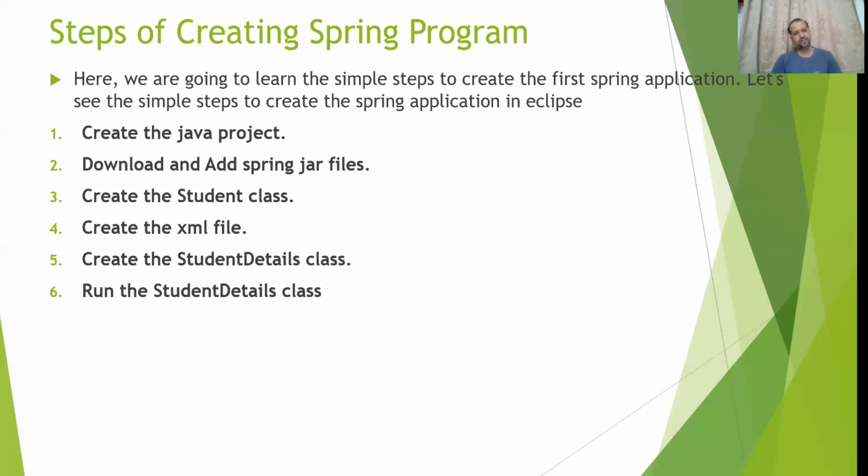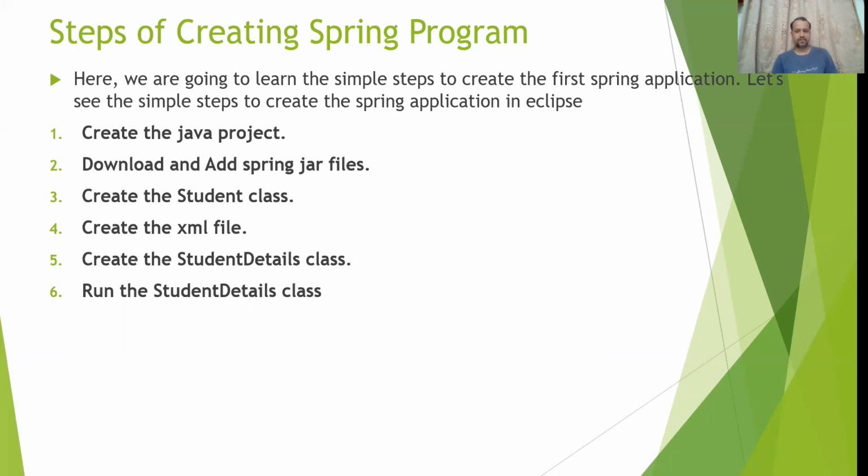After that, you have created one project. Some jar files are required. That is the Spring dependency that we have to find out, or we can download the dependency from the Spring website also. Then create one class, one POJO, one bean class, or we can say one simple class, and create one XML file that contains the information about the class that you have created.